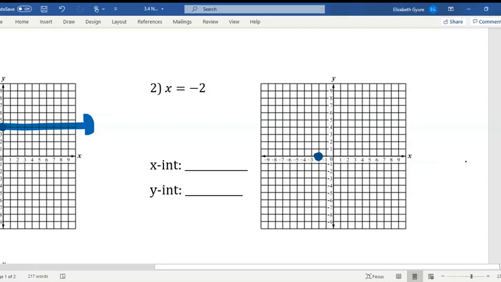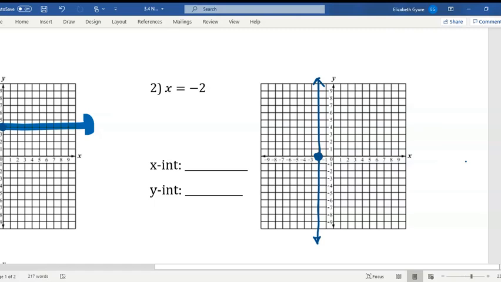So draw a vertical line going through that. Okay, use your ruler, make it nice, put arrows at the end of it. I do take off points if you don't put arrows. Lines don't end.